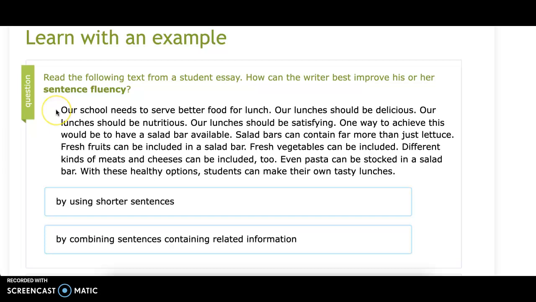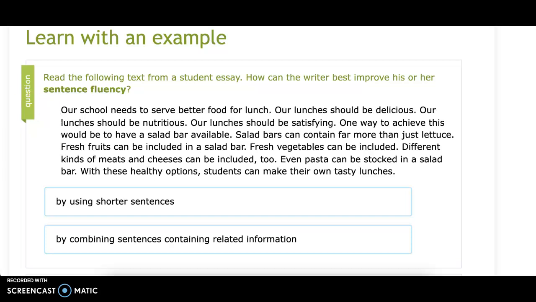All right, so our passage begins. Our school needs to serve better food for lunch. Our lunches should be delicious. Our lunches should be nutritious. Our lunches should be satisfying. One way to achieve this would be to have a salad bar available. Salad bars can contain far more than just lettuce. Fresh fruits can be included in a salad bar. Fresh vegetables can be included. Different kinds of meats and cheeses can be included too. Even pasta can be stocked in a salad bar. With these healthy options, students can make their own tasty lunches.